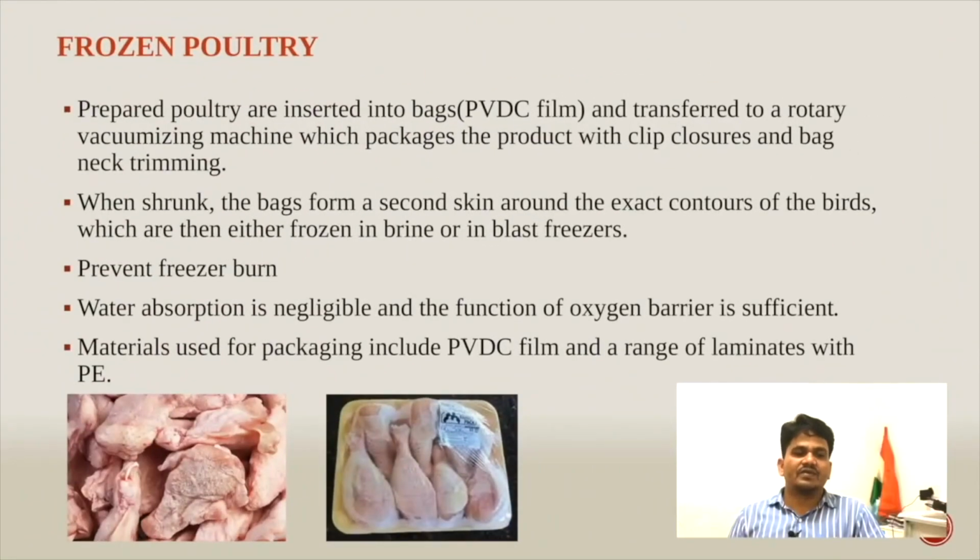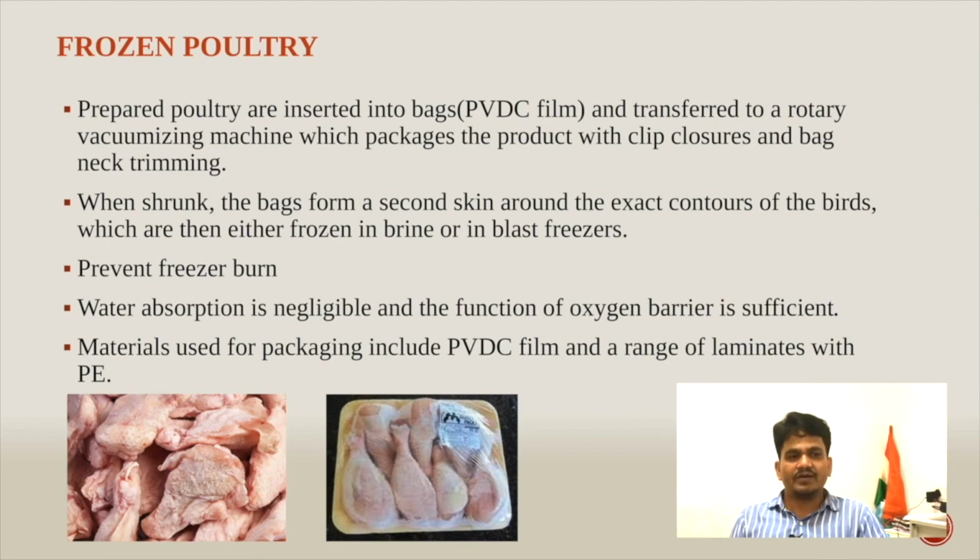Frozen poultry. If the poultry products are prepared and inserted into bags, they are transferred to a rotary vacuumizing machine which packages the product with clip closures and bag neck trimming. So if you want to package this prepared poultry in PVDC film, this is the way we can move ahead. When shrunk, the bags form a second skin around the exact contours of the birds, which are then frozen either in brine or in blast freezers.